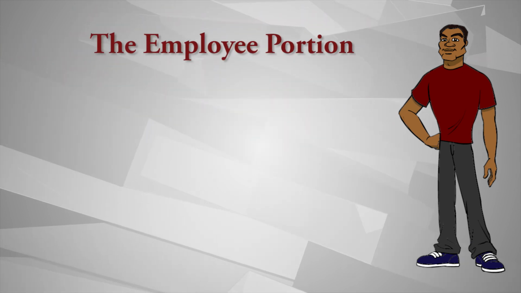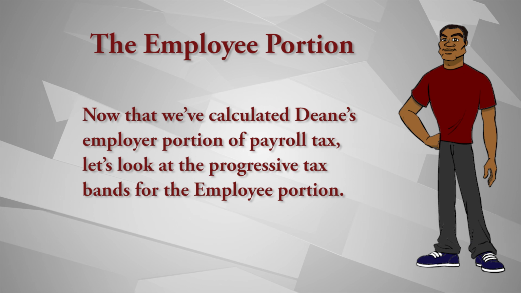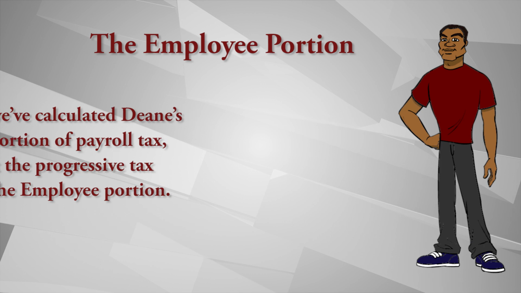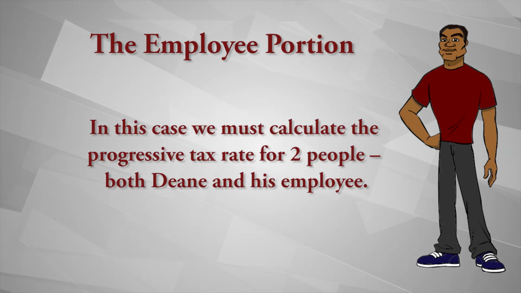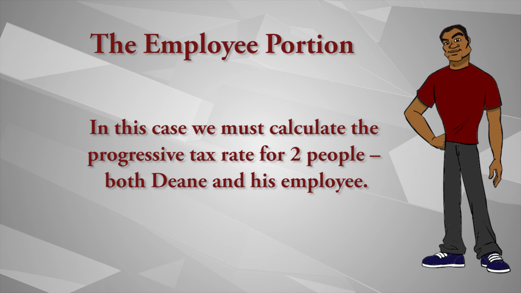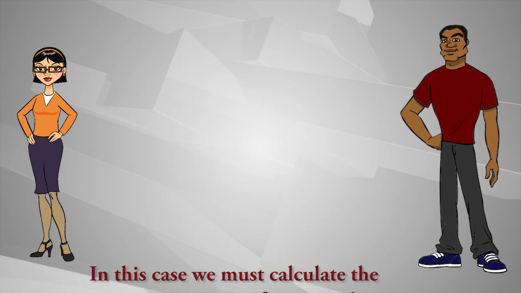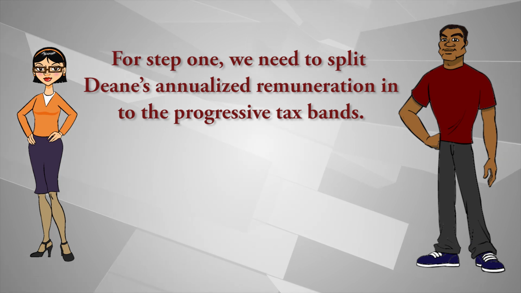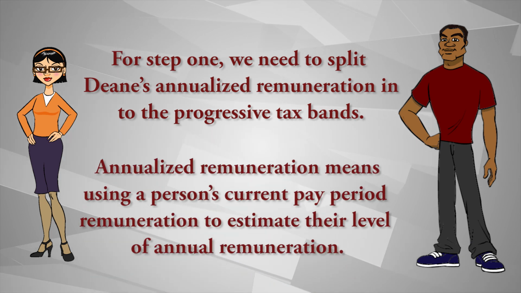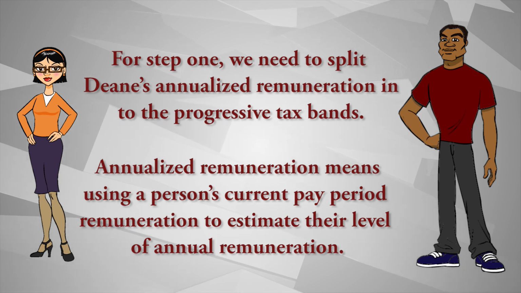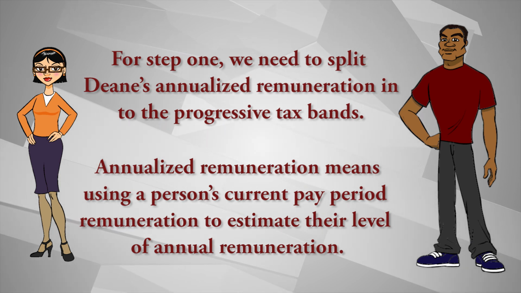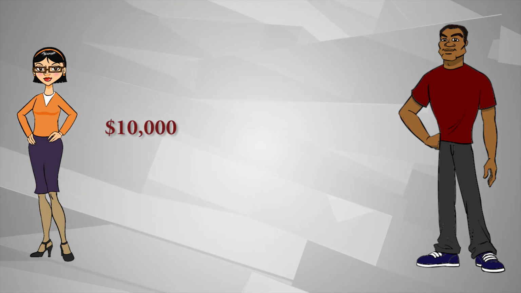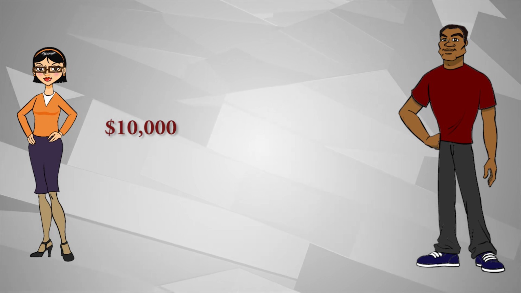The employee portion. Now that we've calculated Dean's employer portion of payroll tax, let's look at the progressive tax bands for the employee portion. In this case, we must calculate the progressive tax rate for 2 people, both Dean and his employee. For step 1, we need to split Dean's annualized remuneration into the progressive tax bands. Annualized remuneration means using a person's current pay period remuneration to estimate their level of annual remuneration. Since Dean earns $10,000 per month, we annualize his salary by multiplying it by 12 months.